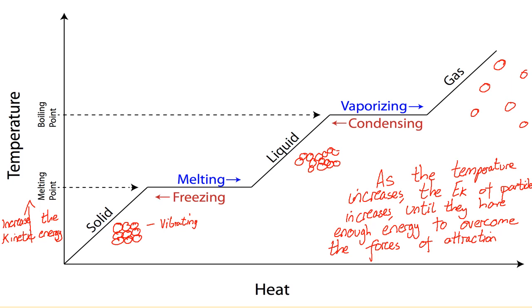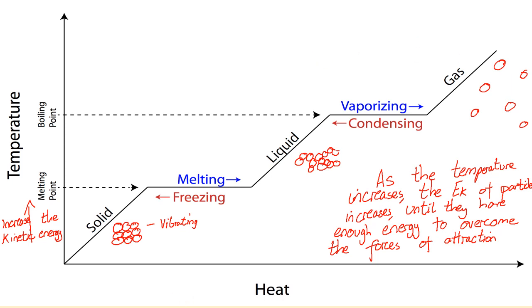So as we go up, we're a solid here. The particles start vibrating faster and faster, as I'm trying to show there with the laser pointer, till eventually they can overcome it and they can move around over each other. They're no longer vibrating, they're sort of moving around in places. As they get more and more energy, they move faster and faster until they can just move wherever they want to as a gas.